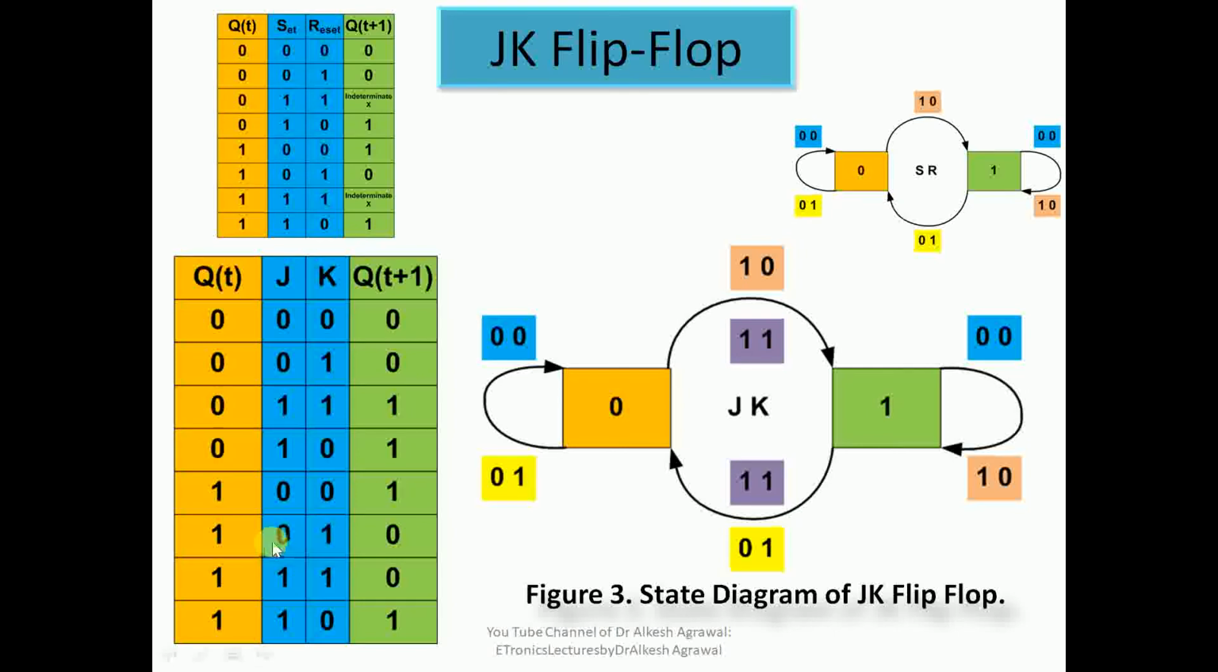Then you see here, for 1 1, if your state machine or JK flip-flop is at 1, it will go to the 0 state with input condition 1 1.